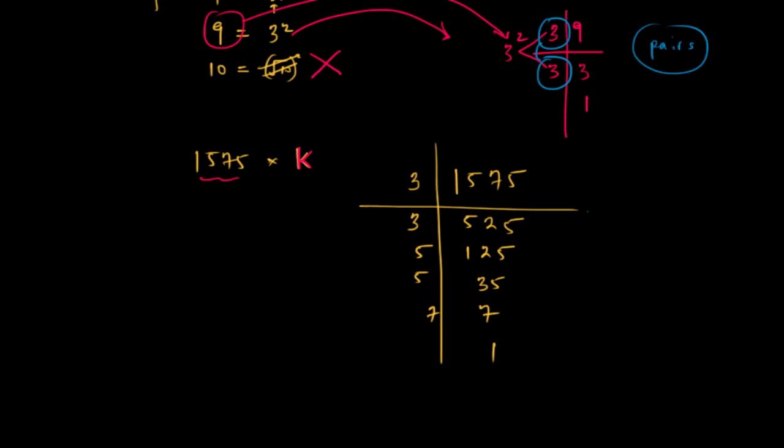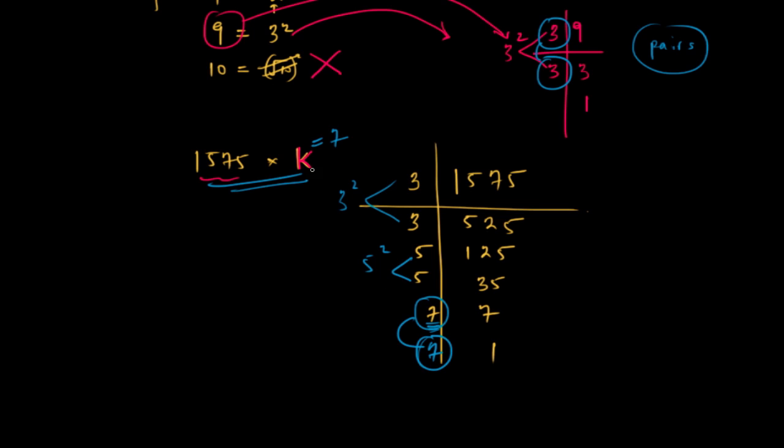What you'd observe here is that 3 occurs in a pair, so this is going to be 3 squared. 5 occurs in a pair, so this is going to be 5 squared. But 7 is the only number that does not occur in a pair. So for 1575 times k to be a perfect square, 7 must occur in a pair. That is, 7 must have another 7. So k must be 7.